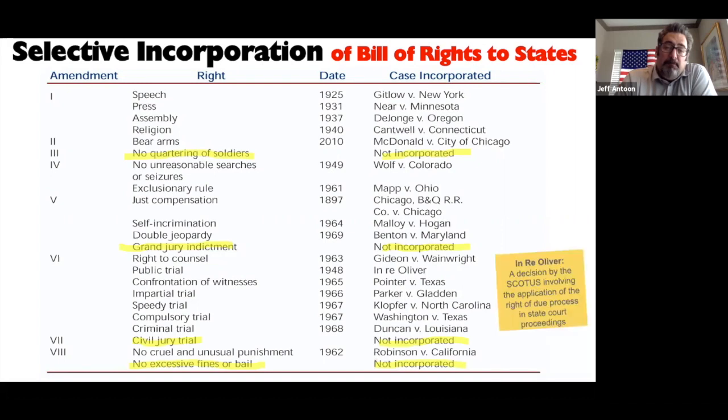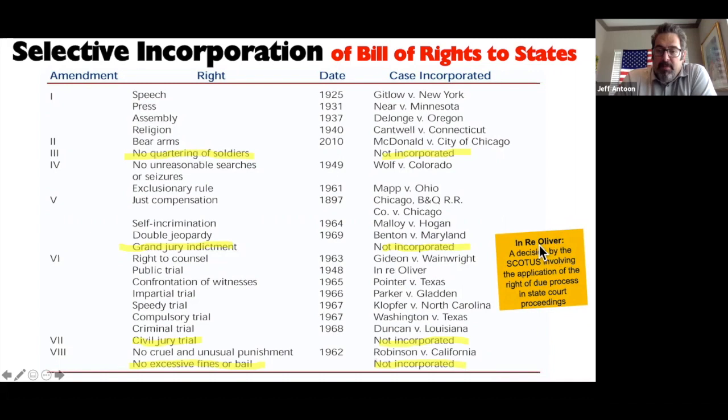Pretty interesting. And then if you ever see In re Oliver, like here, it means a decision by SCOTUS involving the application of the right to due process in state court proceedings. It's not the big deal. It's just more of a law speak.